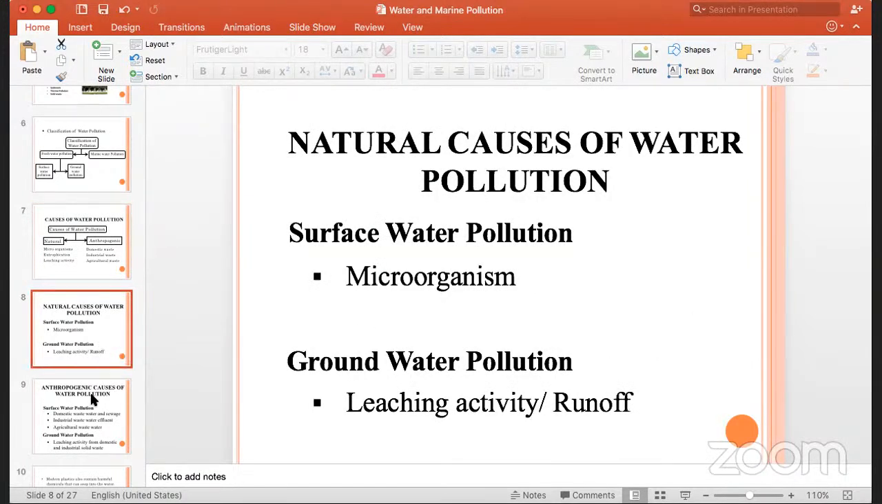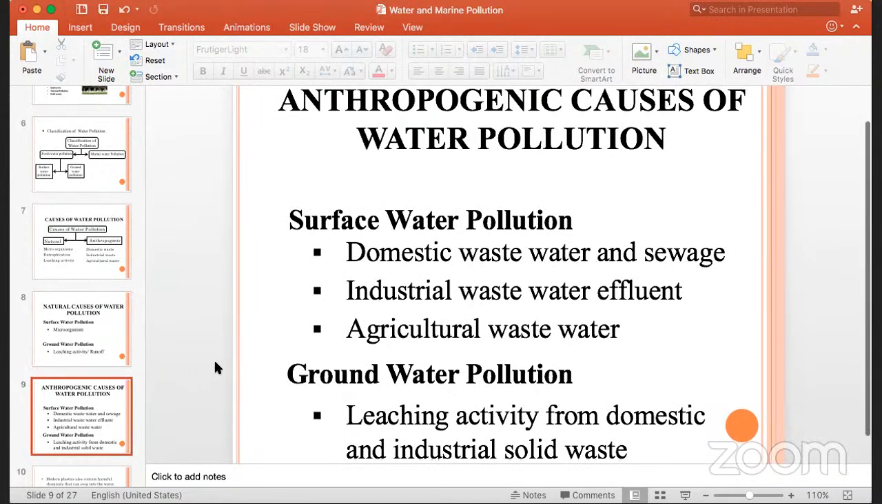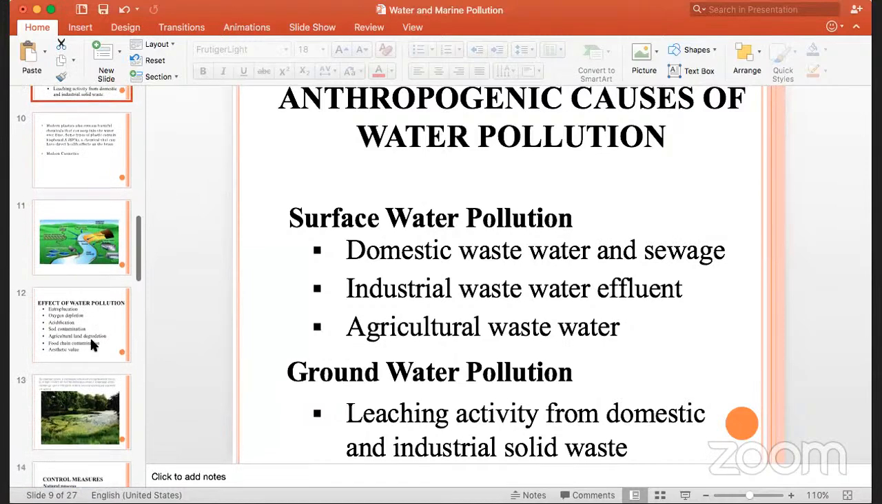Now, let's look at the anthropogenic causes of water pollution. Of course, we are looking at it in two ways: surface water pollution and groundwater pollution. In surface water pollution, domestic wastewater and sewage enters water bodies, industrial effluents enter water bodies, and also agricultural runoff. For groundwater to get polluted, much of domestic and industrial solid waste enters into landfills. If those landfills are not properly sealed, the chemicals leach out, they enter into the ground, right? And if that ground has a water vein or an aquifer, then it enters into the groundwater source. Therefore, it contaminates that groundwater source.